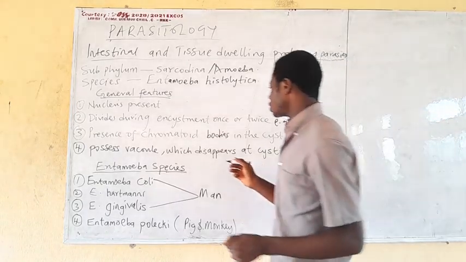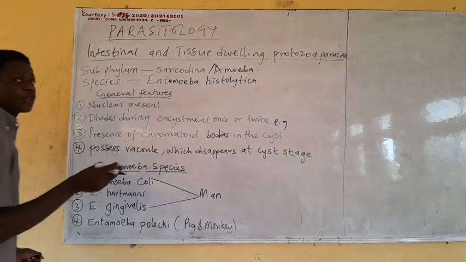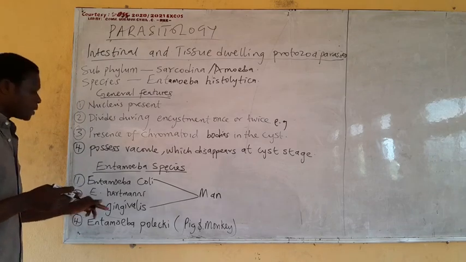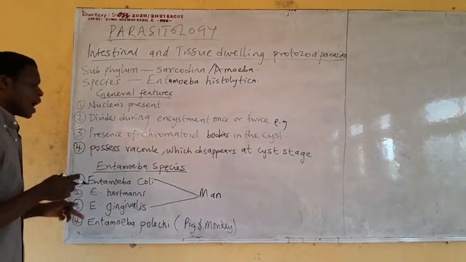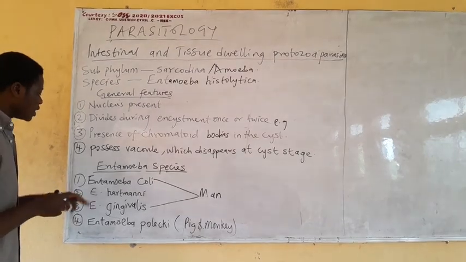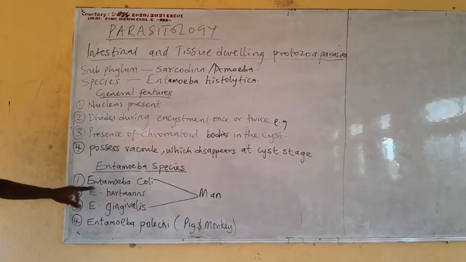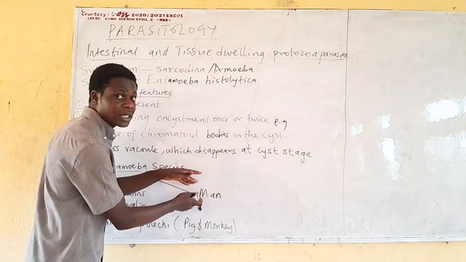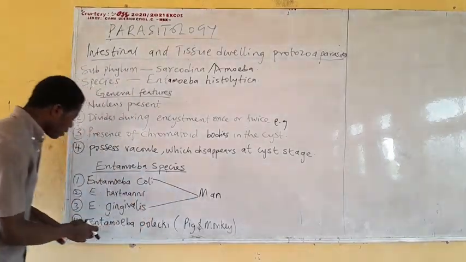Then we are going to be discussing other species related to Entamoeba histolytica, which are Entamoeba coli, Entamoeba hartmanni, gingivalis, and polecki. These Entamoeba coli, Entamoeba hartmanni, and gingivalis are parasites of man. They are specific to humans.